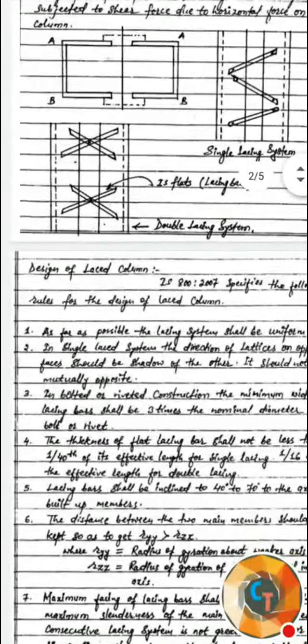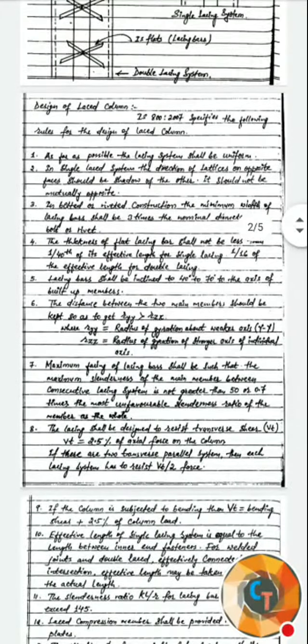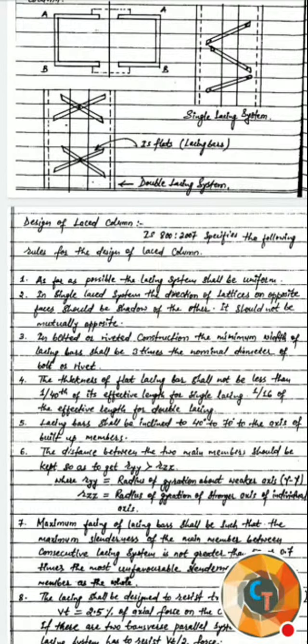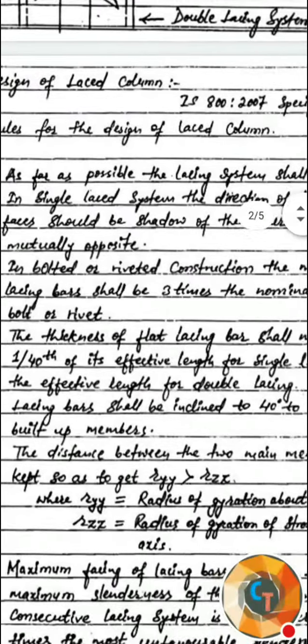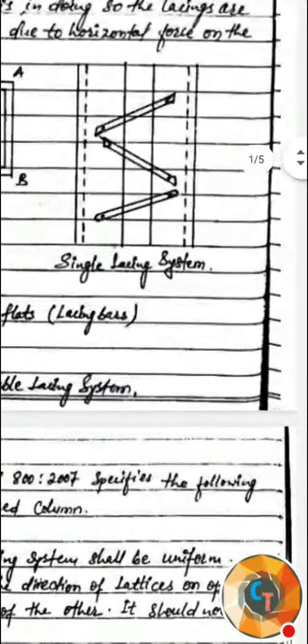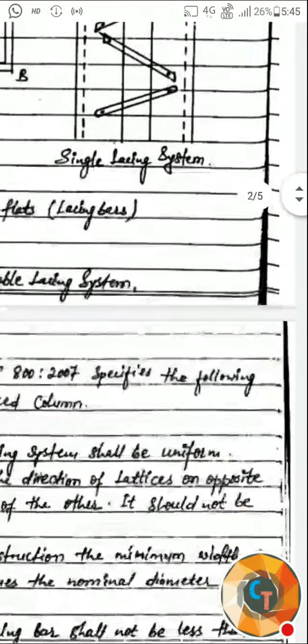Before designing a lacing system, we must know the guidelines. We have 13 guidelines from IS 800 to design the lacing system. First one, we'll read one by one. As far as possible, the lacing system shall be uniform. The spacing of these members shall be uniform. If the angle is 45 degrees, from bottom to top it should be the same. The first parameter is that the spacing or the system should be uniform.